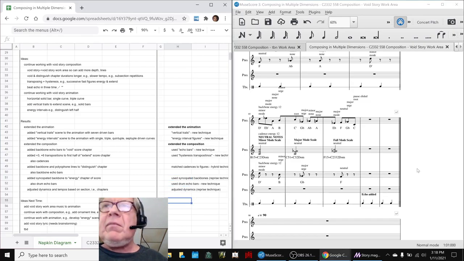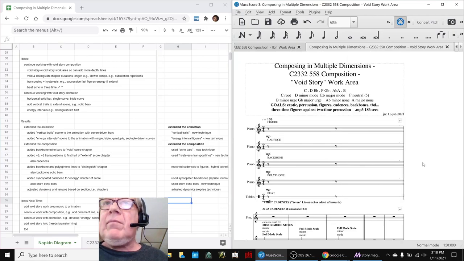So what we're going to do is play the new version to date of Void Story, which is up to 186 seconds, which is 3 minutes. It's got four chapters, so that breaks it up into less than 60-second intervals, which is our golden rule of thumb for keeping something that sounds interesting. So here we go.